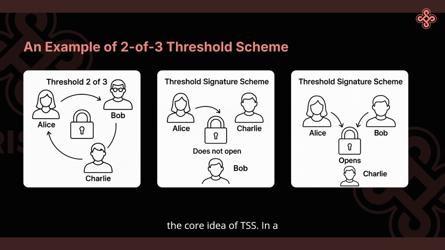This demonstrates the core idea of TSS. In a 2 of 3 scheme, any 2 parties can jointly perform a signature. But no single party can do it alone, providing both security and fault tolerance.